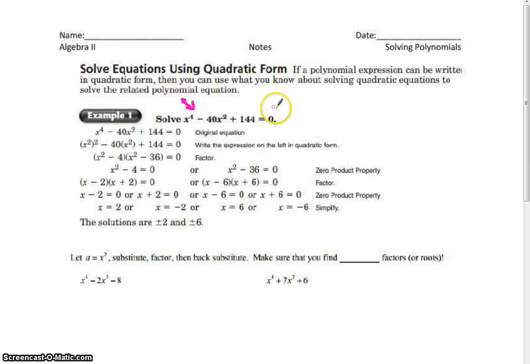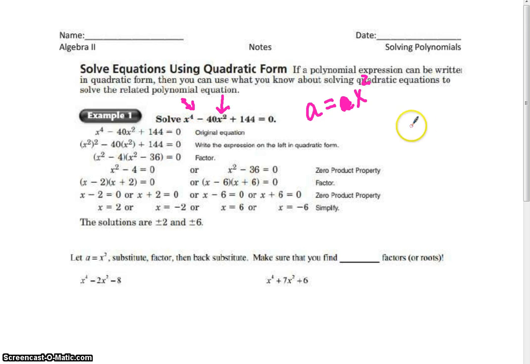What you want to do to start with is, I like to use the letter A and let it represent whatever your middle variable was. So A is equal to x squared for this problem. So then you're going to rewrite your problem and use A instead of x squared. So your middle term here becomes minus 40a.